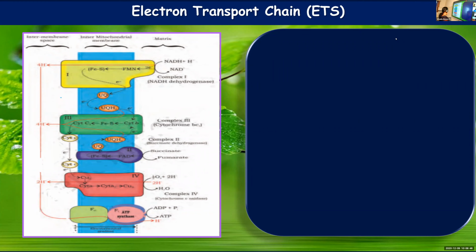And complex 4 is known as cytochrome C oxidase, which consists of cytochrome A, cytochrome A1, copper A and copper B. So all these together form complex 4, and complex 5 is formed of ATP synthase, which plays a very important role in ATP synthesis. And as I told you, what you see in blue color, the blue color strip, is the inner mitochondrial membrane.